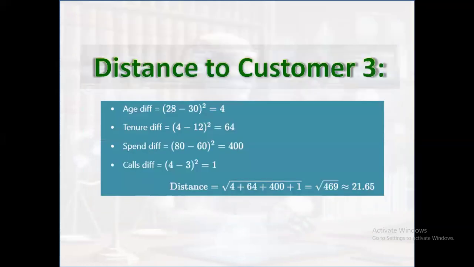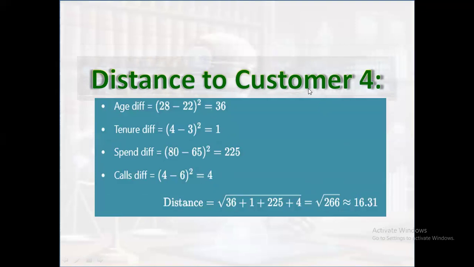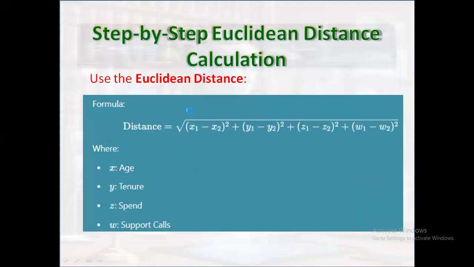Similarly, for customer 3, age difference is 28 minus 30 square, tenure is 4 minus 12 the whole square, spend difference is 80 minus 60 square, call difference 4 minus 3. If you sum up and take the square root, you get root of 469, which is approximately equal to 21.65.